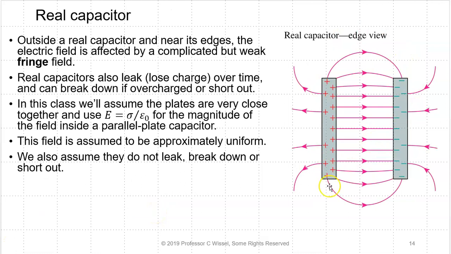This is a real capacitor edge view. You're looking down between the plates. Outside the real capacitor, near its edges, the electric field is affected by a complicated but weak fringe field. Real capacitors also can leak, that is, lose charge over time, and can break down if overcharged or shorted out. In this class, we will assume the plates are very close together and use E equals sigma over epsilon naught for the magnitude of the field inside a parallel plate capacitor. This field is assumed to be approximately uniform. We also assume they do not leak, break down, or short out.